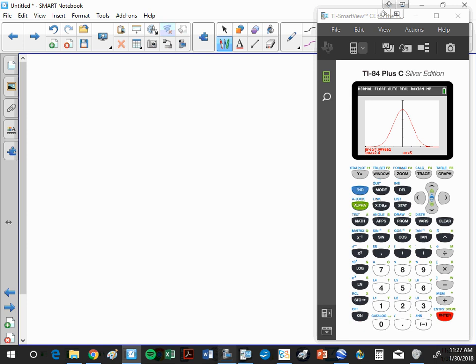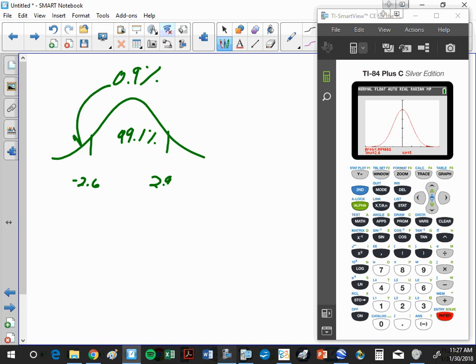So if we use the chart, from negative 2.6 to 2.6 is 99.1%. So that means that 0.9% is contained in the two edges. So the right edge is half of 0.9, which is 0.45, which with the calculator we got 0.46%, which is almost 0.5%. Okay, C. C is different.